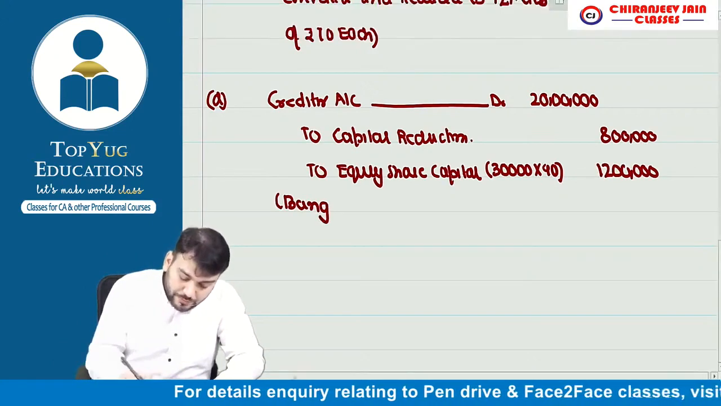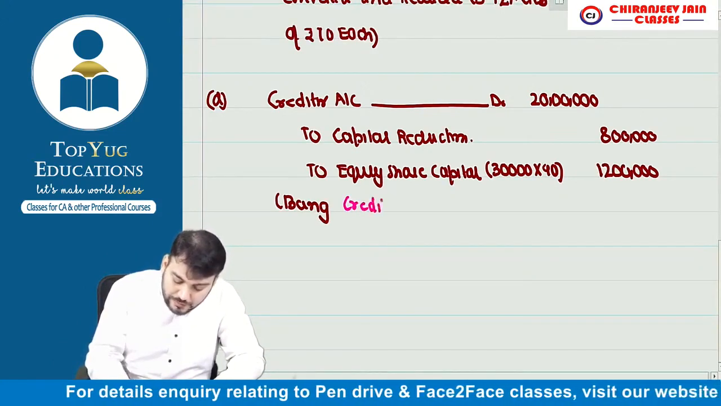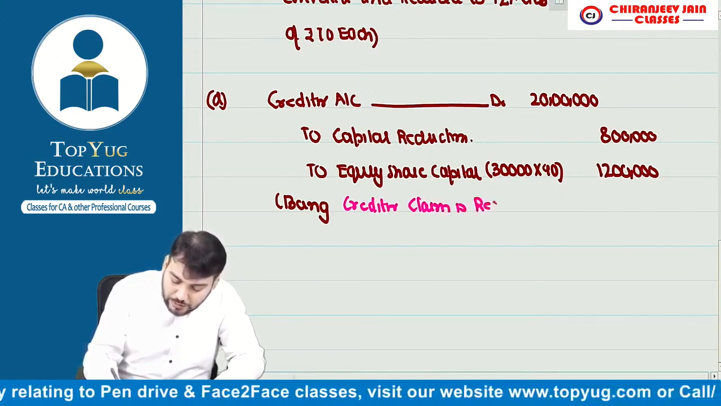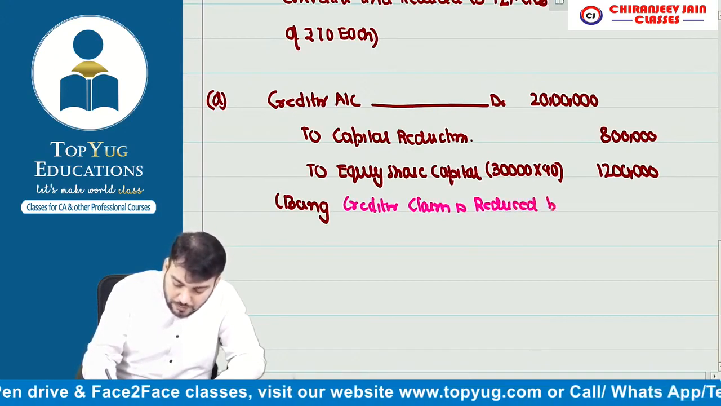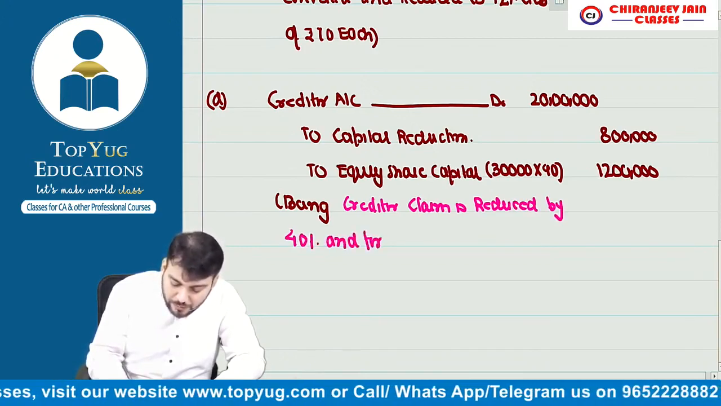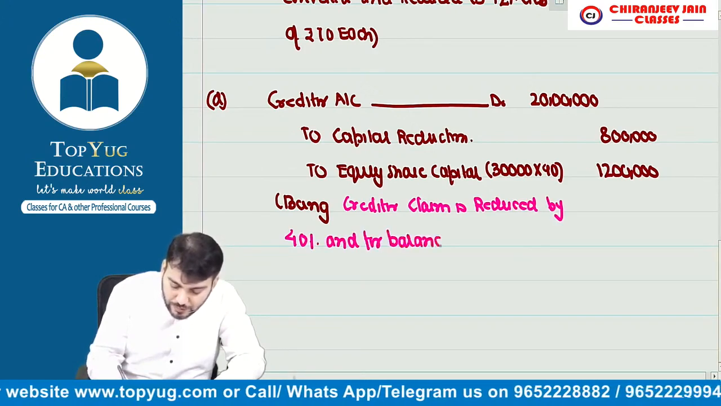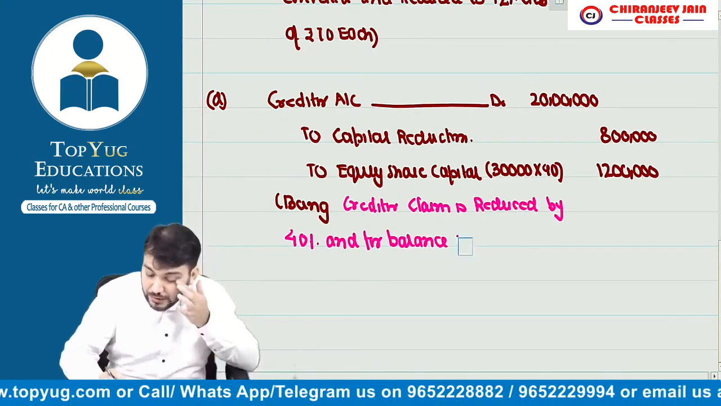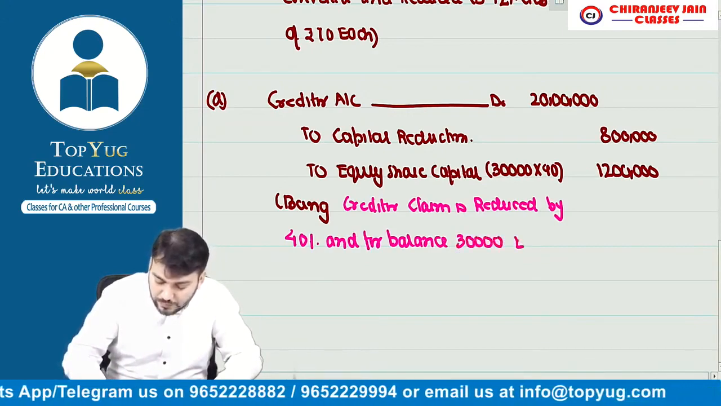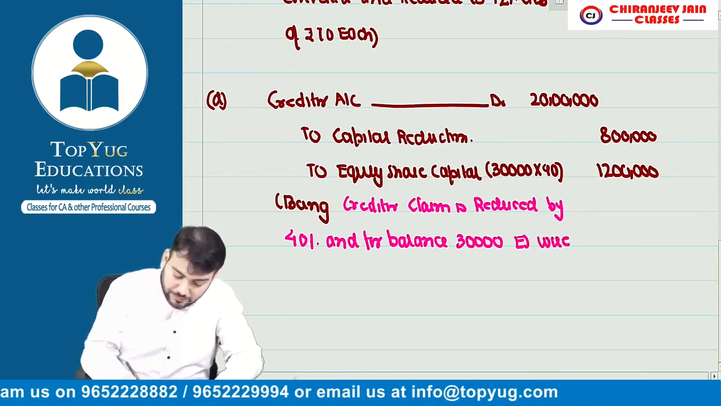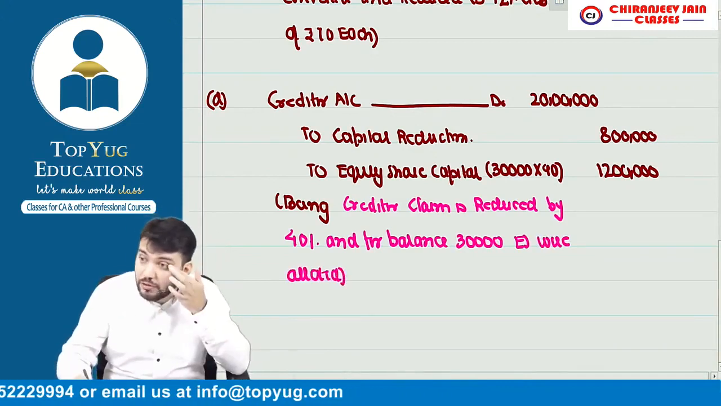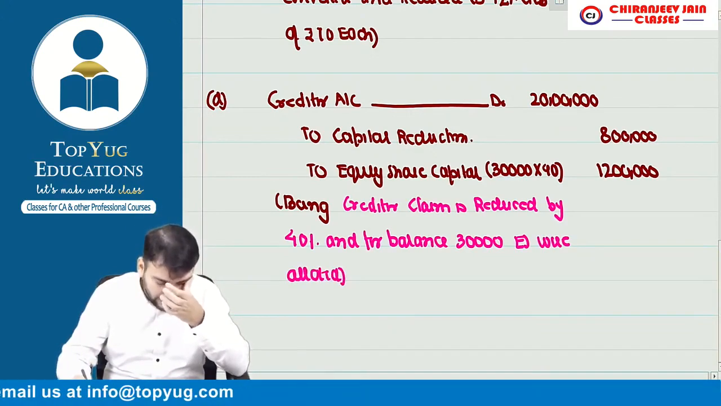Being creditor claim is reduced by 40% and for balance 30,000 equity shares were allotted. Correct. The point number D also happened. Any doubt? No doubt.